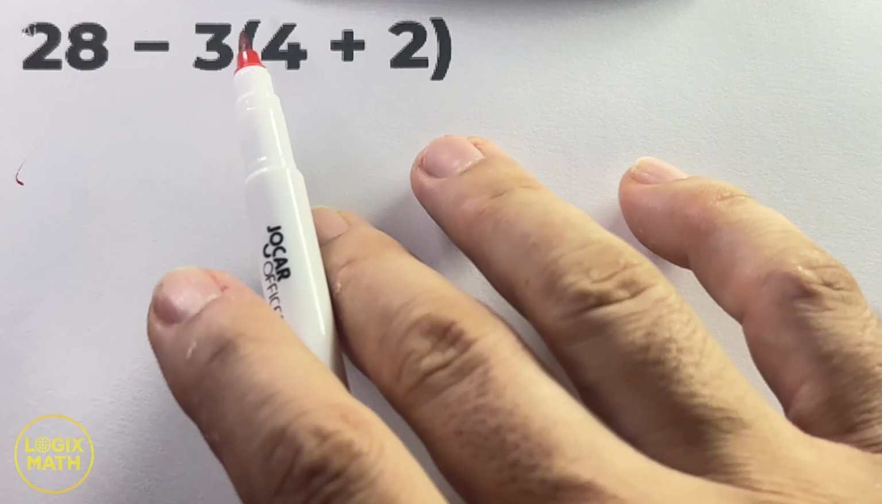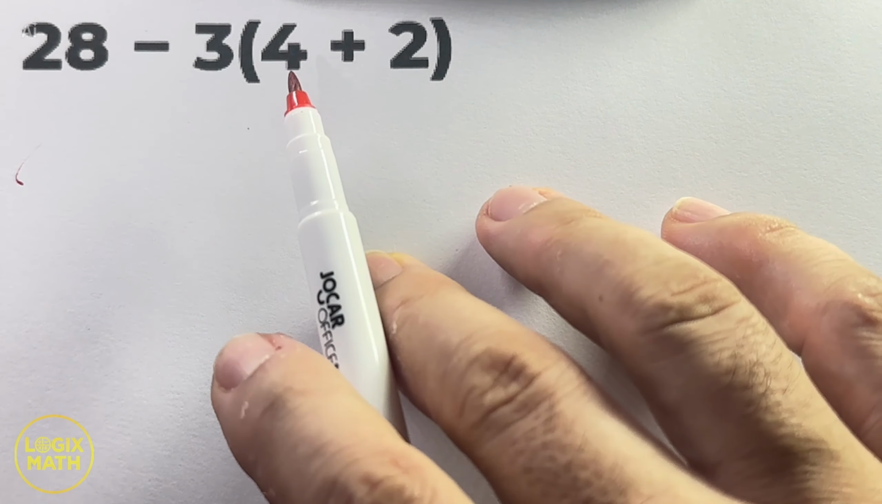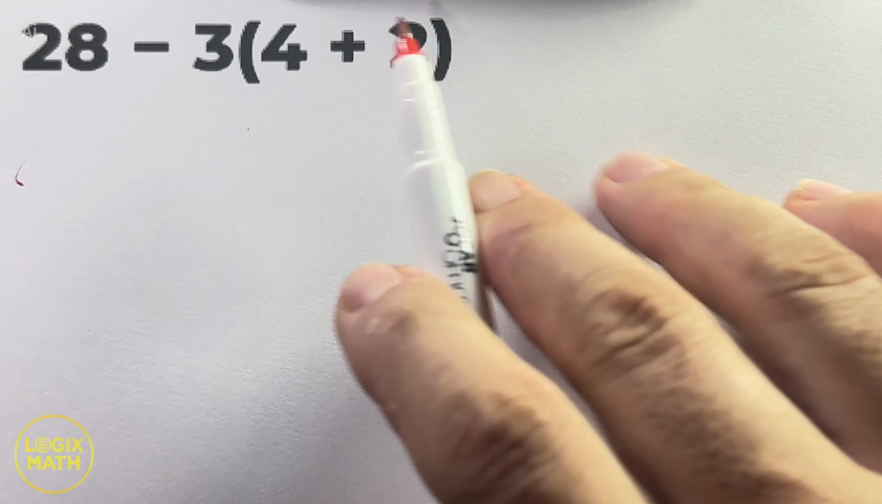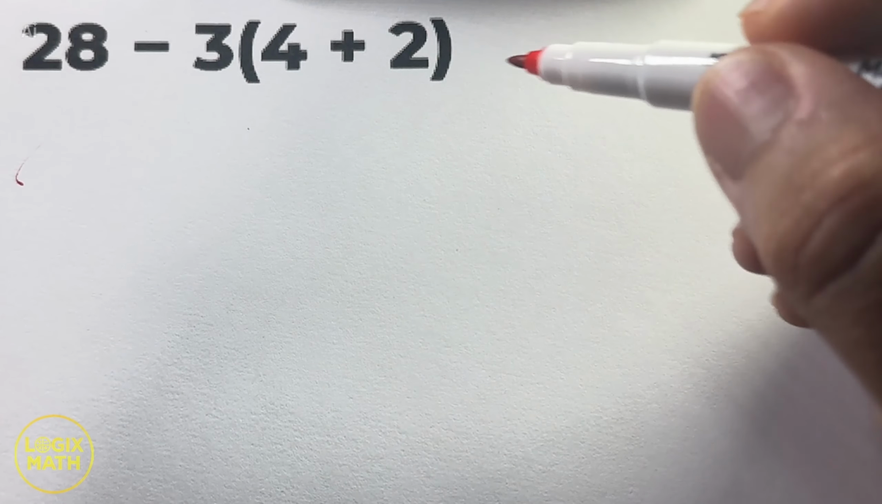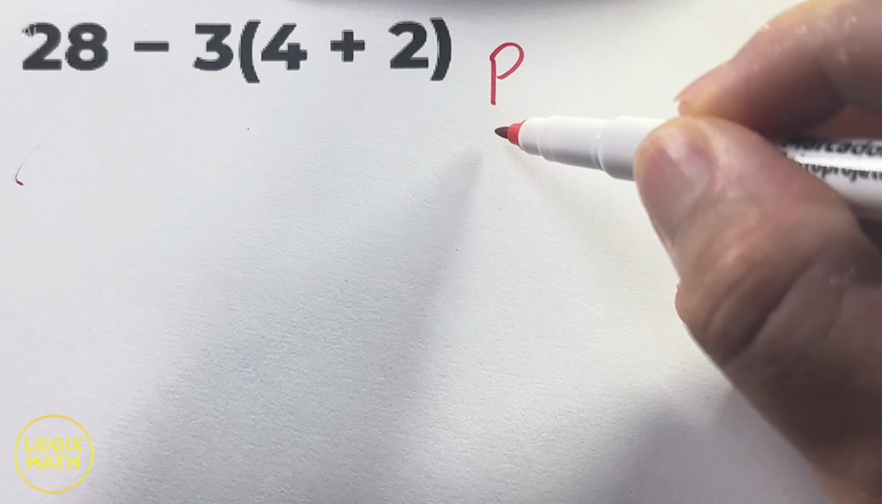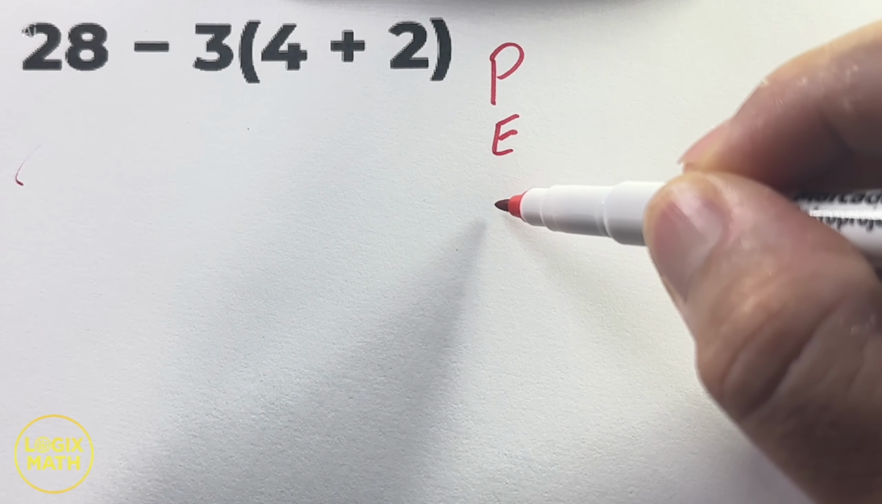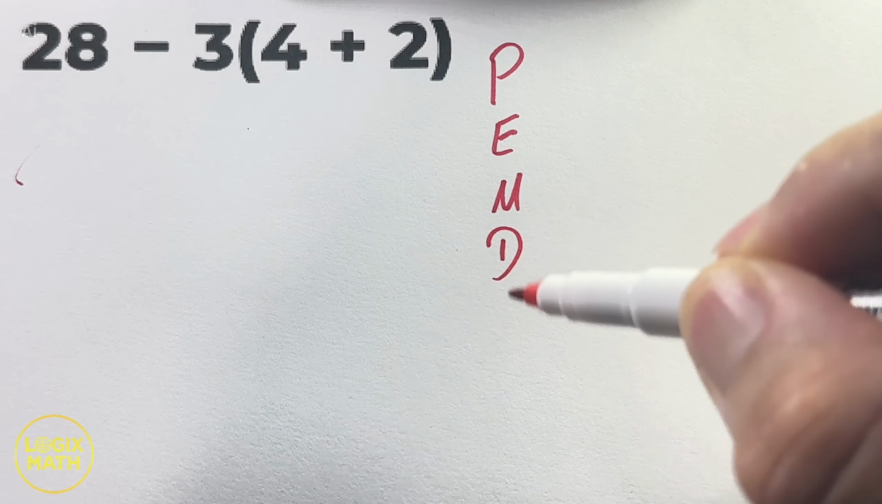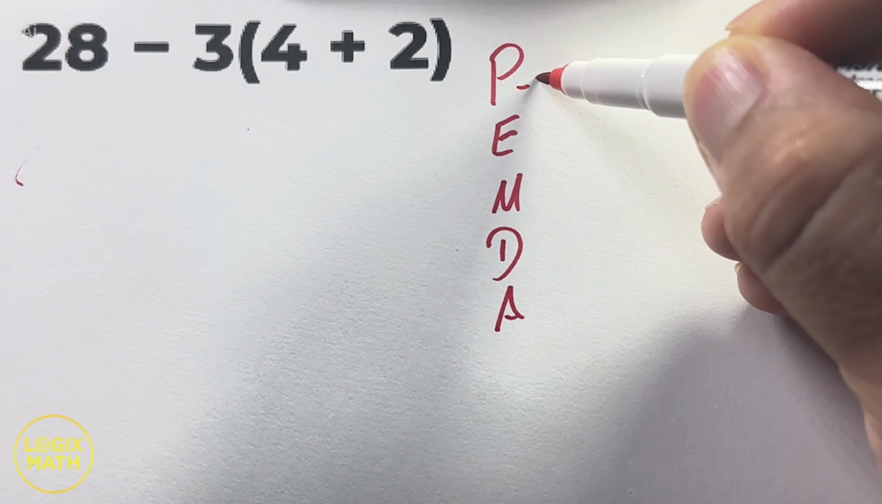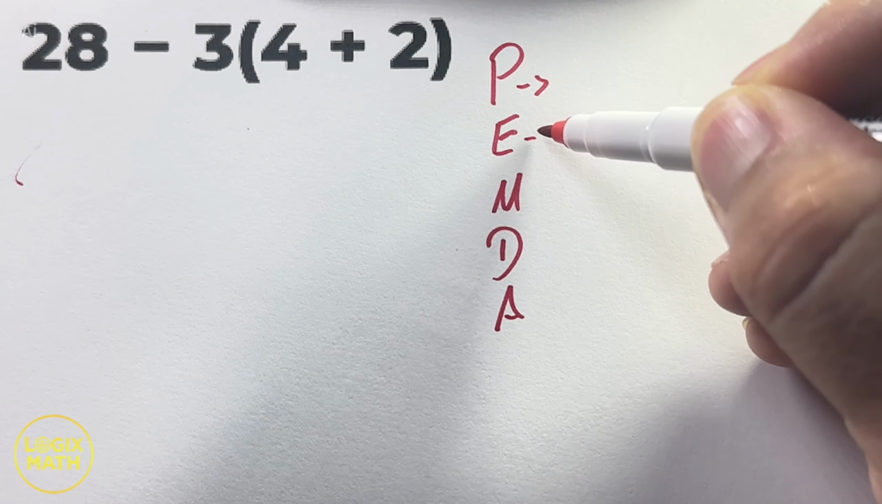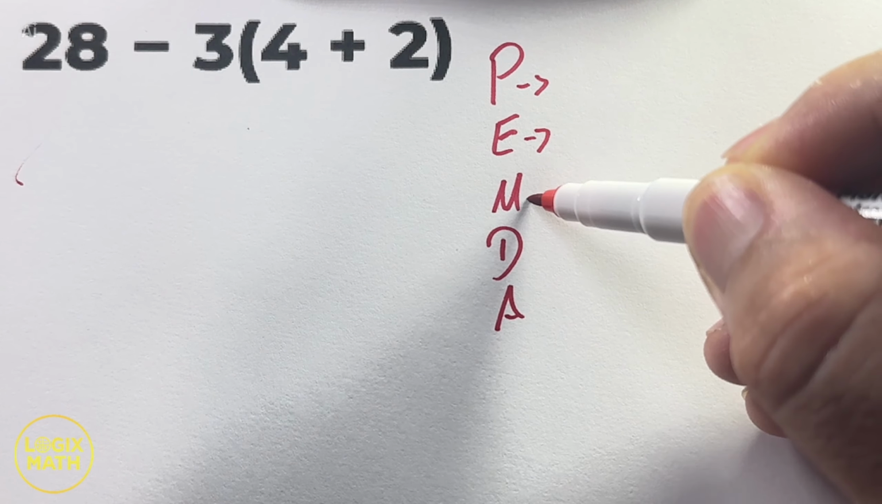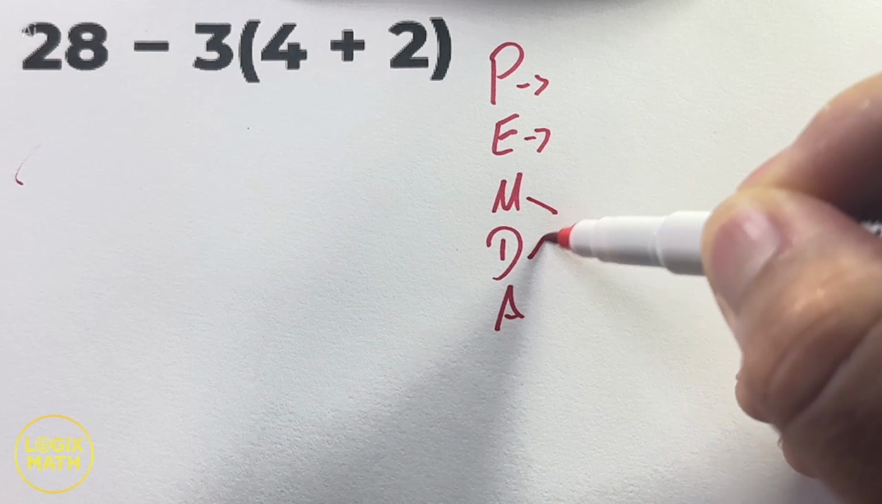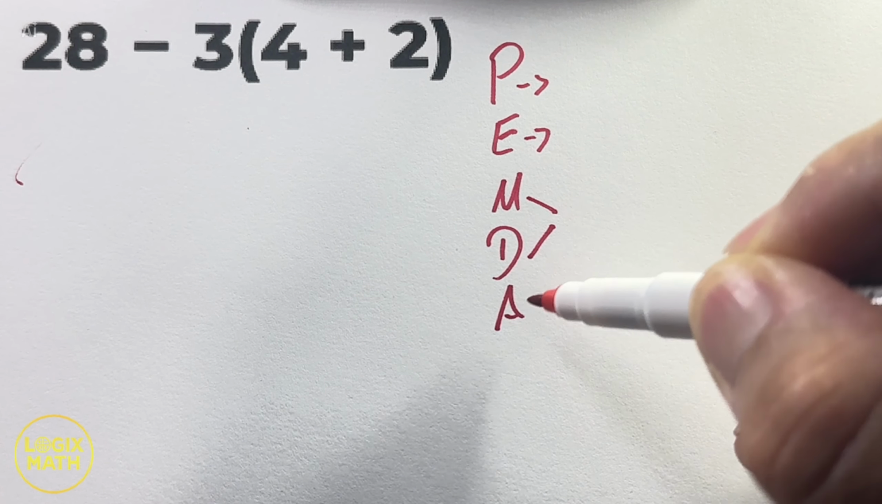Let's go for another operation. 28 minus 3 times the parentheses 4 plus 2. So let's go. First, what are we going to do? We're going to do PEMDAS, which is P-E-M-D-A-S. P for parentheses, E for exponents, M for multiplication, D for division, and A and S, in this case, for subtraction and addition, right? So let's go.